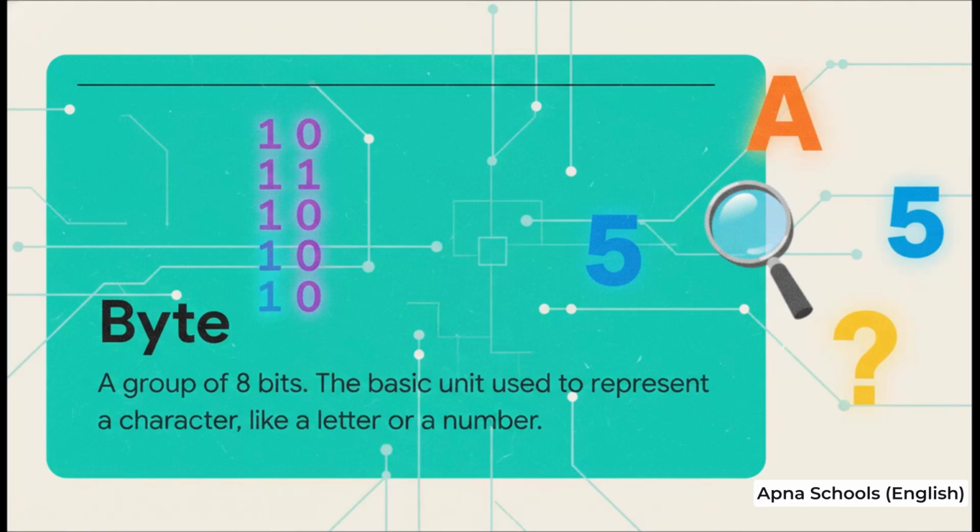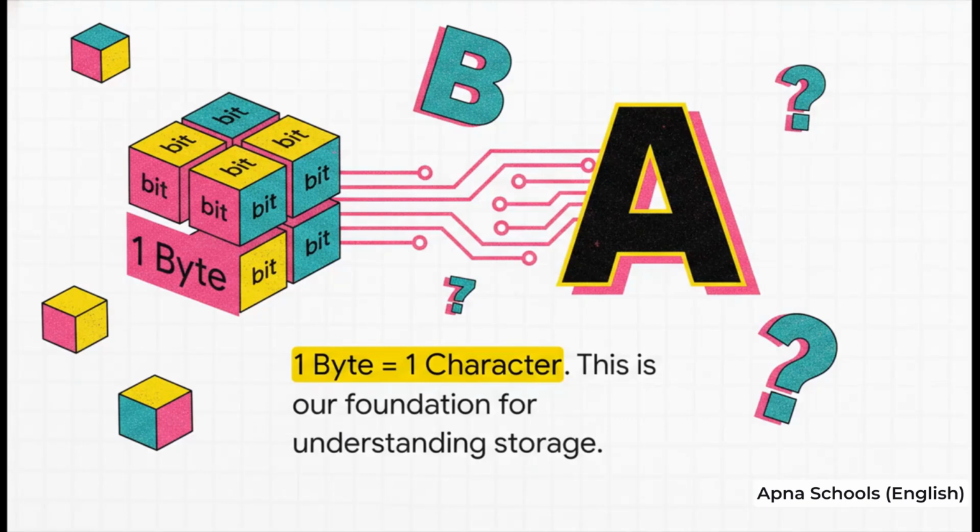Now, a byte is a group of 8 bits, and this is where data starts to get really useful. A single byte is typically what a computer uses to represent one single character, like the letter A or the number 5, or even a question mark. So if there's one thing to lock in your brain right now, it's this simple equation. 1 byte equals 1 character. That's it. This idea is the bedrock, the foundation for absolutely everything that follows. Every word in an email you send, it's all built from bytes.